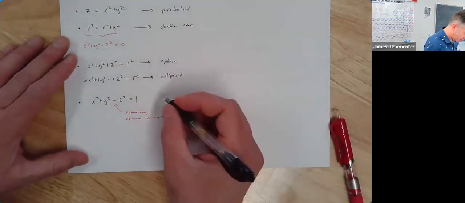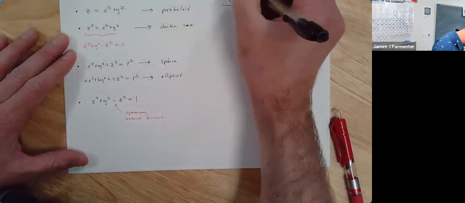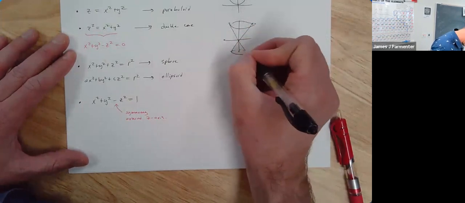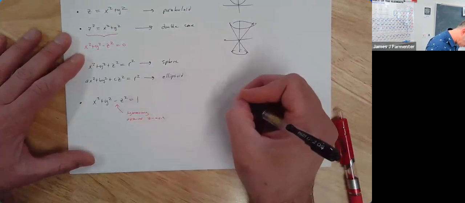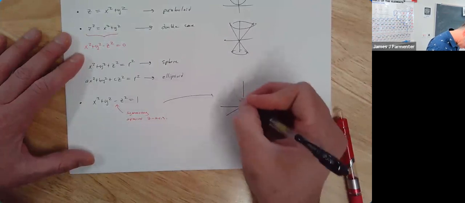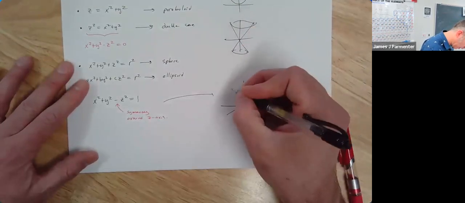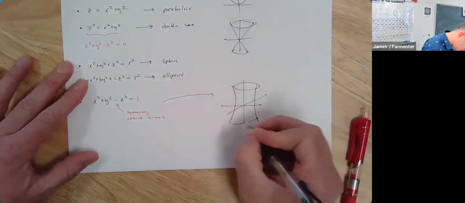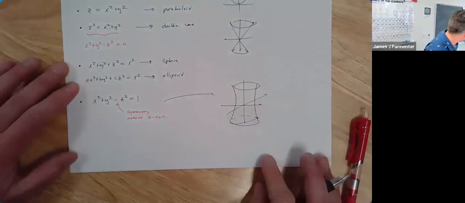Paraboloid, double cone. Sphere, ellipsoid, I'm not going to draw. And then this hyperboloid of one sheet looks like you're going around the Z-axis. Kind of like this, except you kind of deformed it out a little bit, so it's more like this. Sorry, my pictures are not excellent, but you can see it.